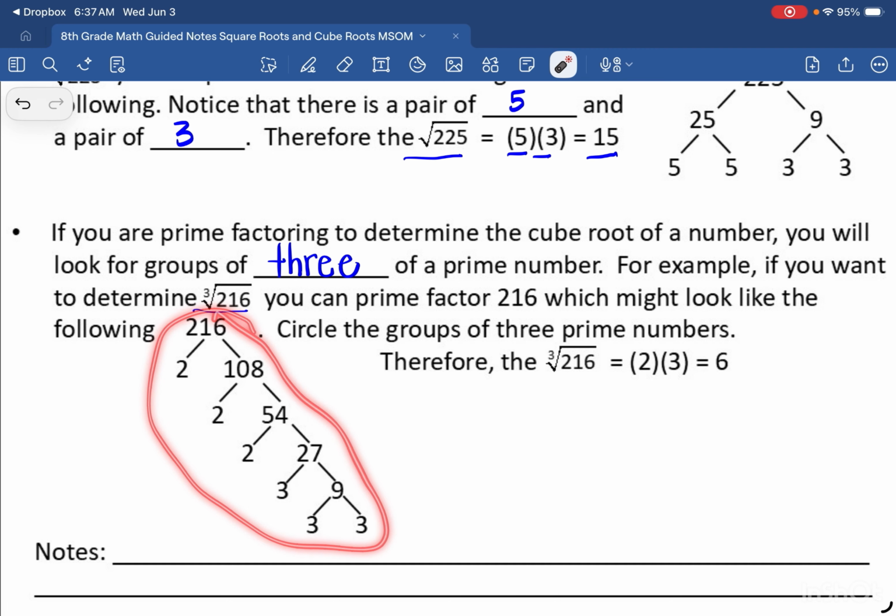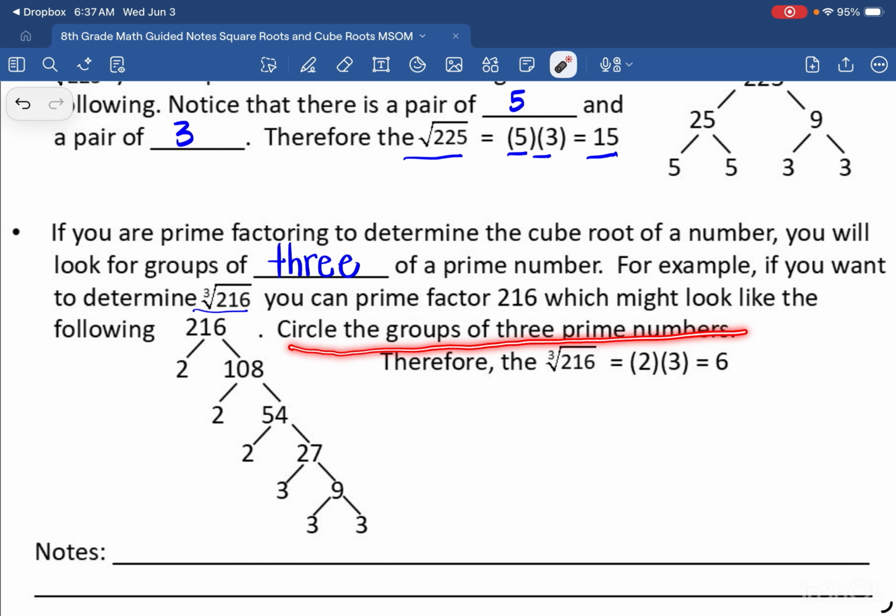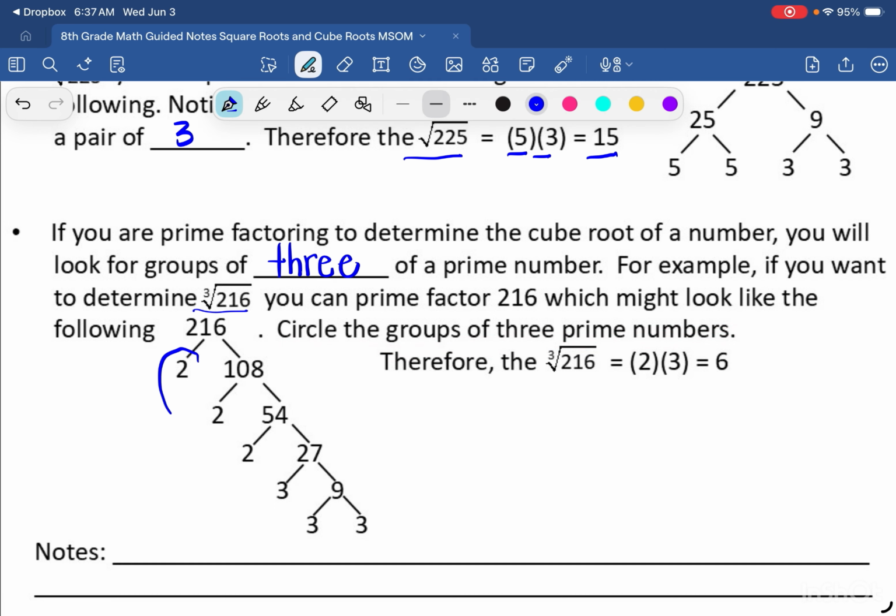So it's right here. And if it's an even number, you can always just start with 2. You don't have to if you know other factors. But 2 times 1 away, and I just kept dividing it. And then these right here are my prime factors of 216. And it says circle the groups of 3 prime numbers. So I have this group right here of 2s, and then I have this group right here of 3s. So I'm going to multiply 2 times 3 together, and that gives me 6. So the cube root of 216 is 6.